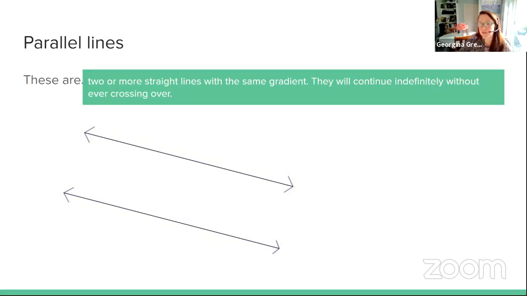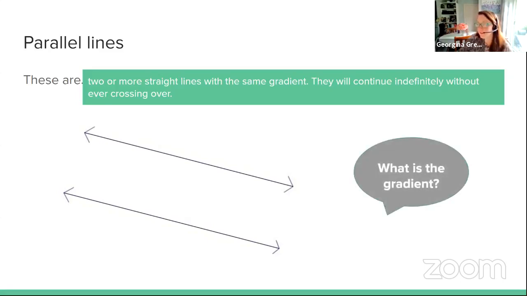They would continue forever and they would always be at the same distance from each other, so they will never cross over each other. So looking at that definition, two or more lines with the same gradient. What is the gradient of the line? What does it actually mean when it says gradient?